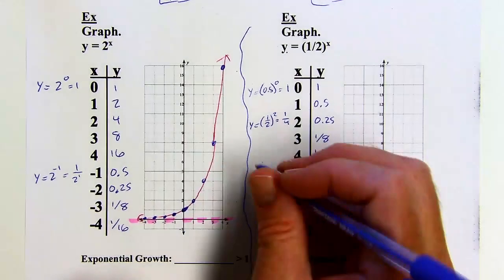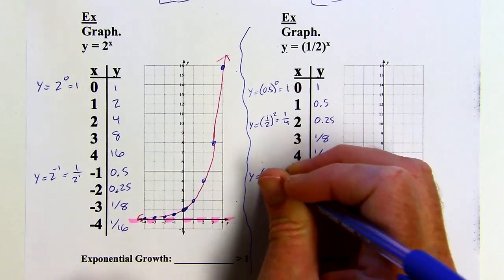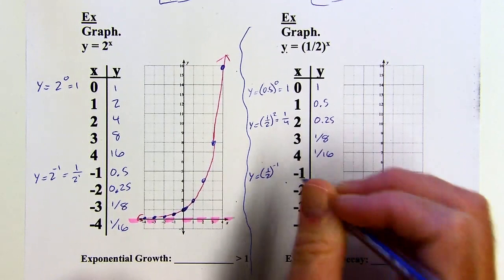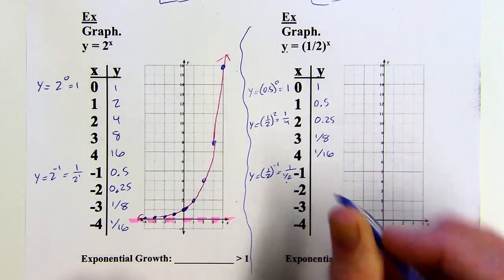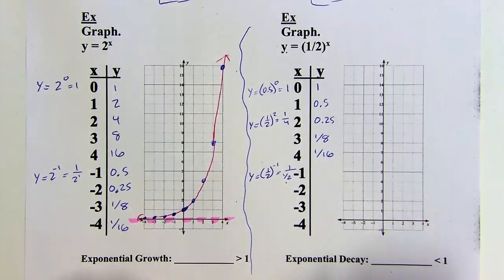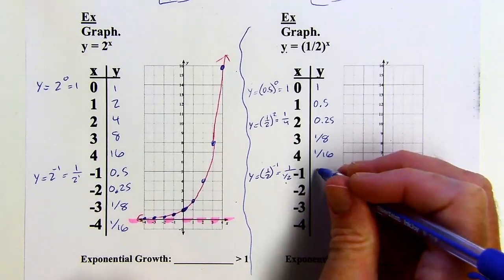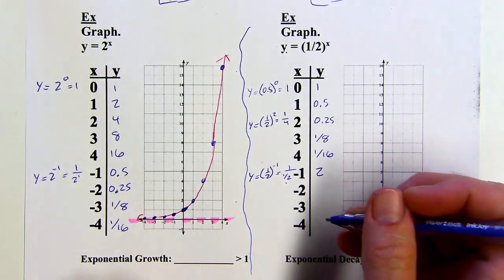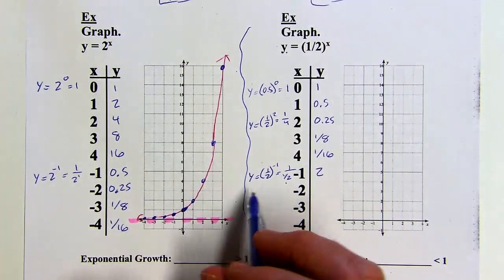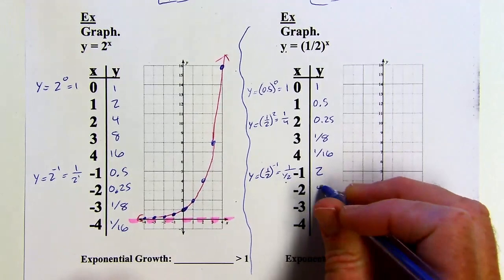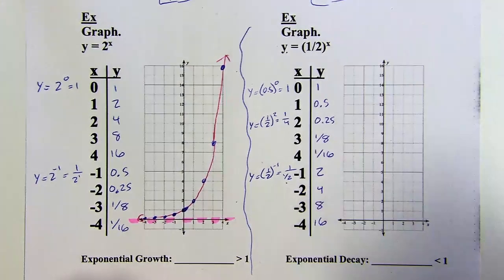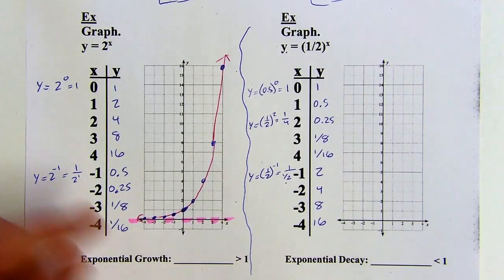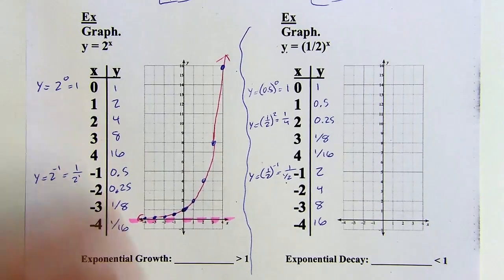And let's look at the negatives. So when I have 1/2 to the negative 1st, I can think of that as 1 over 1/2. And when you're dividing by 1/2, that's the same as multiplying by 2. So this is going to come out to 2. Okay? And then I'm going to get 4 here, and 8, and 16. Okay, so it kind of works in reverse to this one.